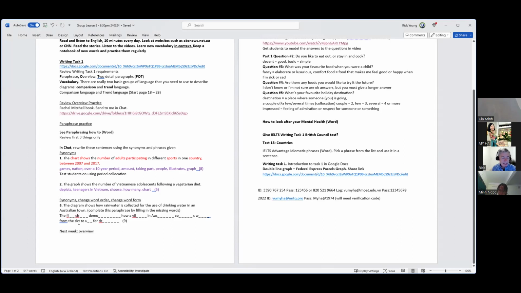All right. And you can see I've also changed the word order. So instead of Australian town, I've said village in Australia. Instead of saying collected, I've changed the word form to collects to make the sentence correct. Okay, water from the sky instead of rainwater. Water from the sky and rainwater mean the same thing. And to use for drinking. I use the same words again.